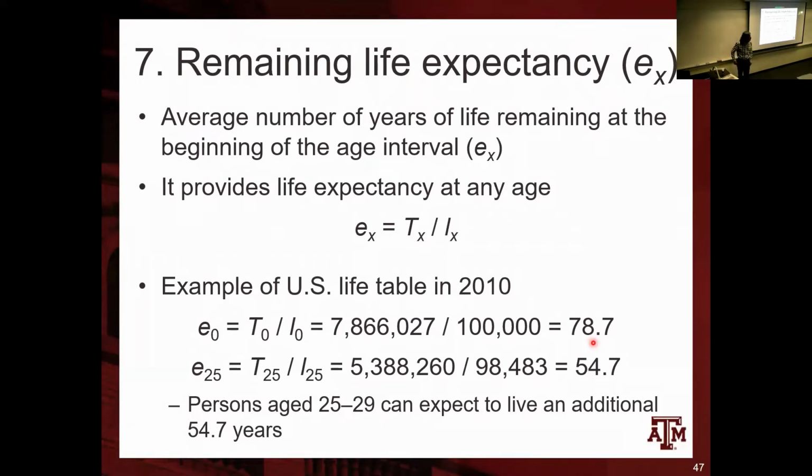54 plus 25, 79.7. 79.7 here is higher than 78.7. 78.7 is just saying, if people were exposed to those chances of dying throughout their lives, they will live on average 78.7 years. But when some people keep going on, they will gain some additional years of life on average.